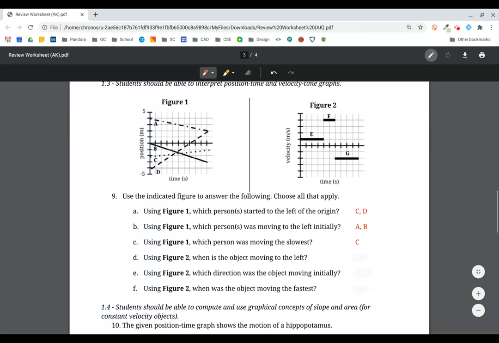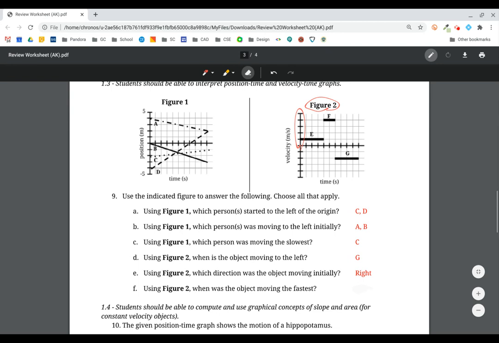Then for the next 3, we're looking at figure 2. It asks us which time is the object moving to the left. And so leftward motion on a velocity time graph is anything that is a negative velocity. So in this case, it is G. Part E asks us what direction was the object moving initially. And so initially we're looking at E. And since E is in the positive velocity range, positive velocity means right, a rightward velocity.